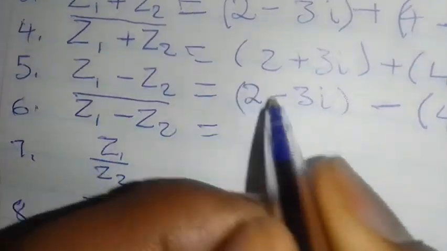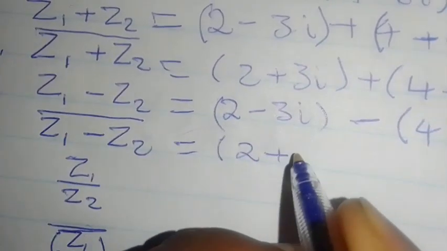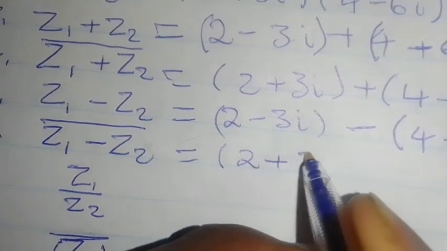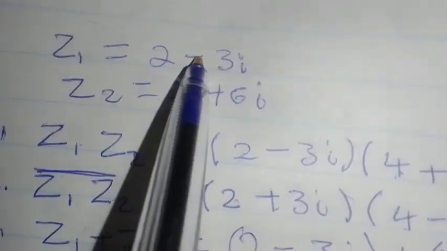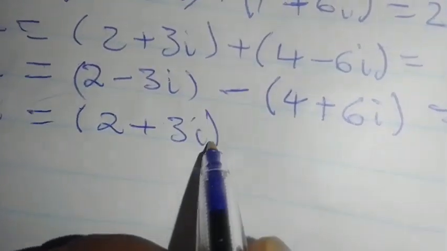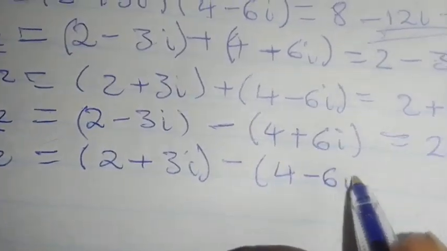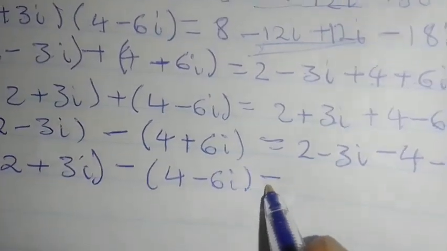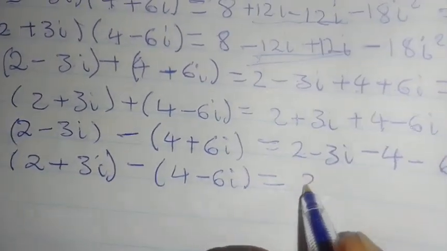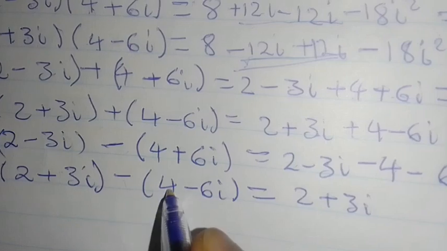Okay, and then you have the conjugates of them. You're finding the difference of the conjugates. Then you have 2 plus 3i. Remember, Z1 is this one, then the conjugate will be positive in between. 2 plus 3i minus 4 minus 6i. Okay. Now you distribute the negative here.